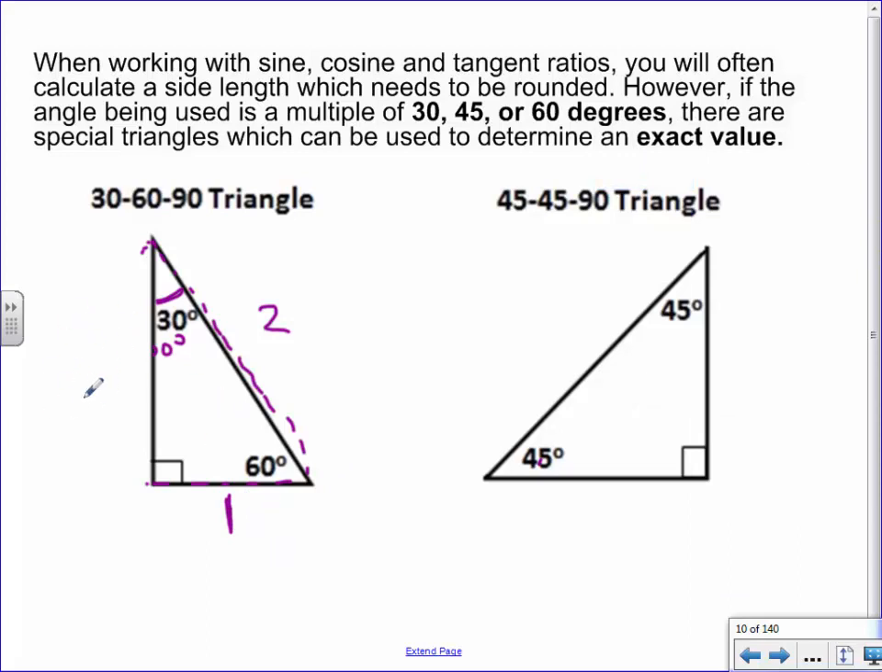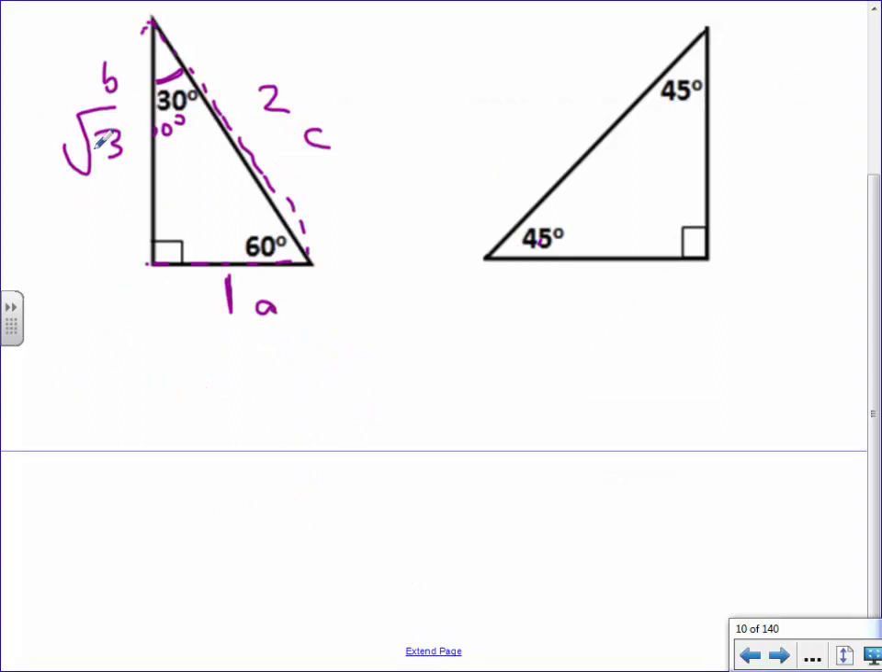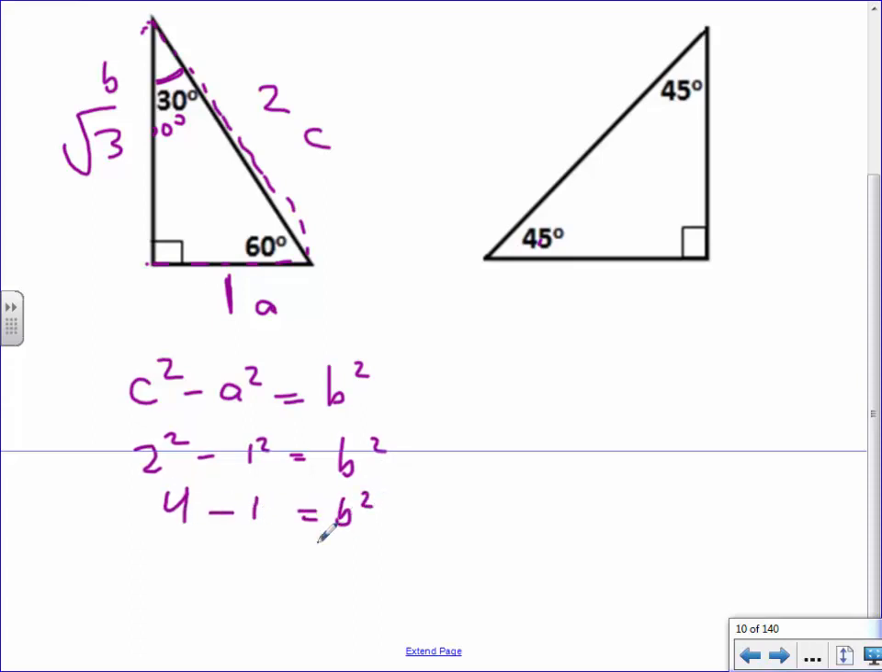And then this side over here is root 3. You'll either memorize that pretty quickly, or if you want me to show you why it's root 3, there's a simple explanation. It's actually Pythagoras' theorem. You guys remember that a squared plus b squared equals c squared? The rationale as to why this side is root 3 comes from this. I'm going to take c squared minus a squared, which gives b squared. So 2 squared minus 1 squared equals b squared. This is 4 minus 1, so b squared is 3, which means b is root 3.